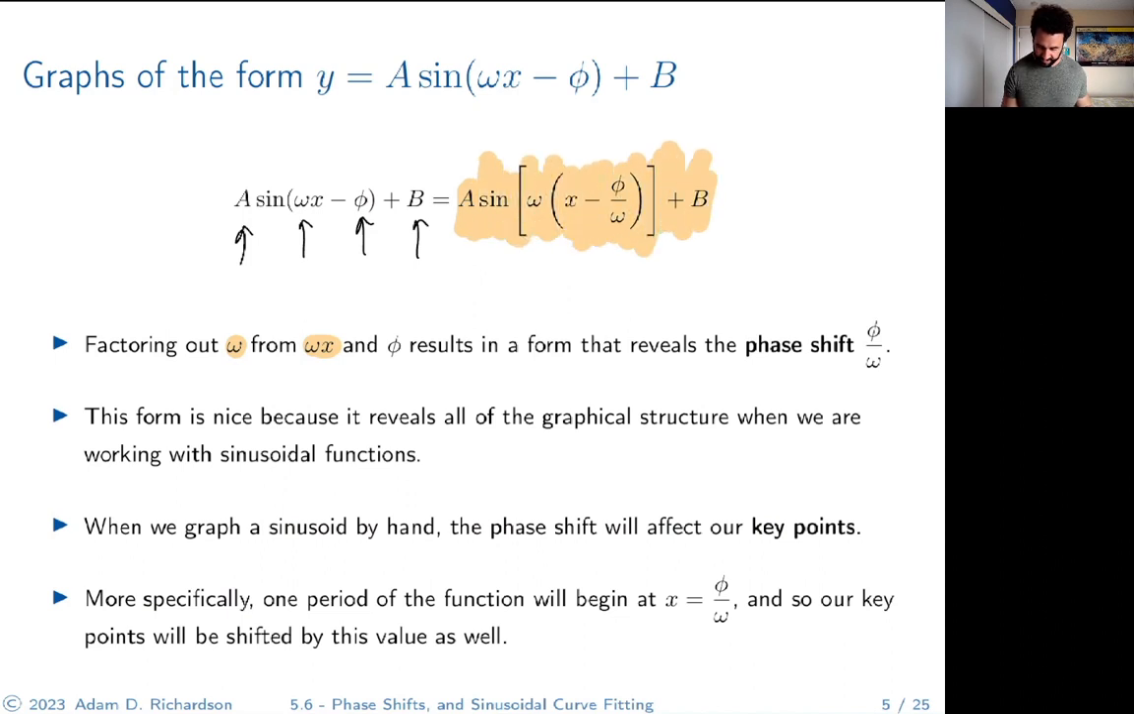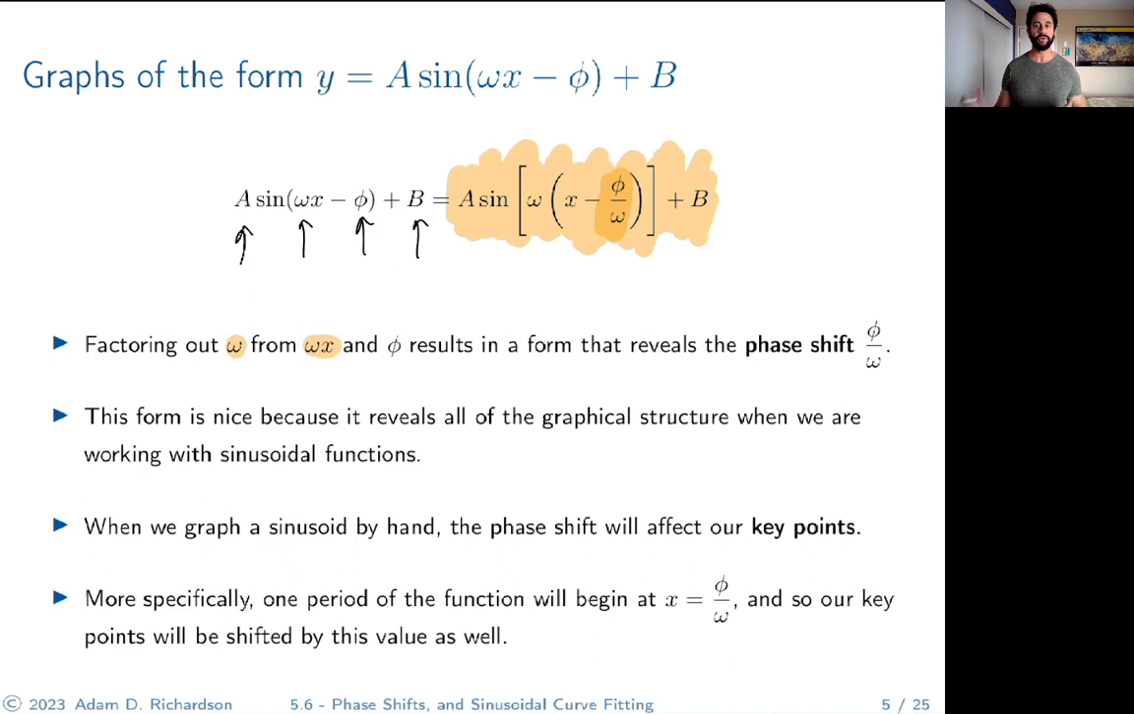And while this form might look a little complicated on the surface, it's actually a pretty nice form because it basically pulls apart all of the things that are going to affect the graph of the sine curve. So we can see everything that's going to be affected using this form right here. Now, one thing is when we graph this curve by hand, that phase shift, phi over omega, is going to affect the key points.